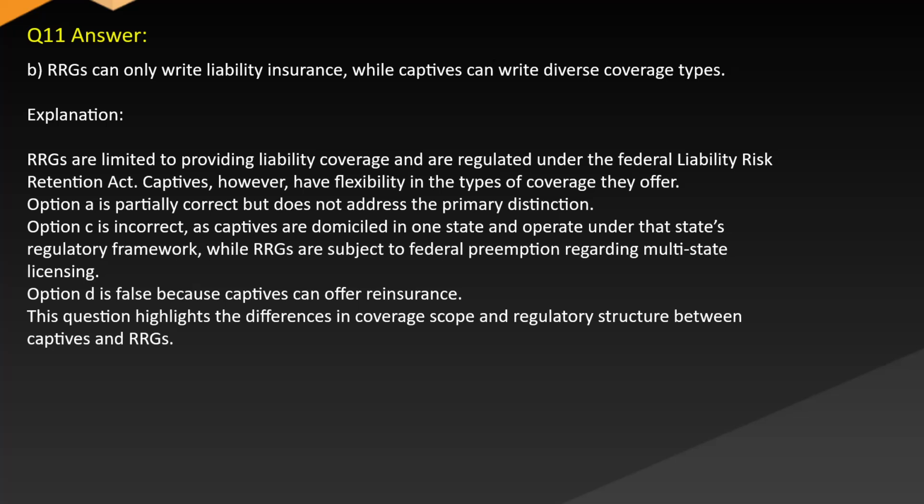Option C is incorrect as captives are domiciled in one state and operate under that state's regulatory framework, while RRGs are subject to federal preemption regarding multi-state licensing. Option D is false because captives can offer reinsurance. This question highlights the differences in coverage scope and regulatory structure between captives and RRGs.